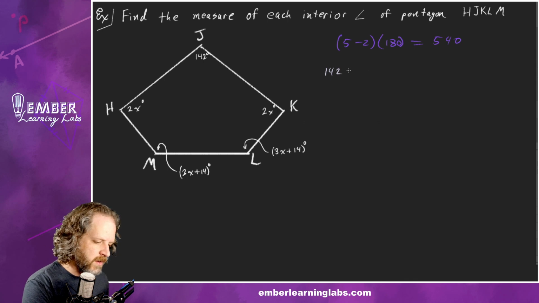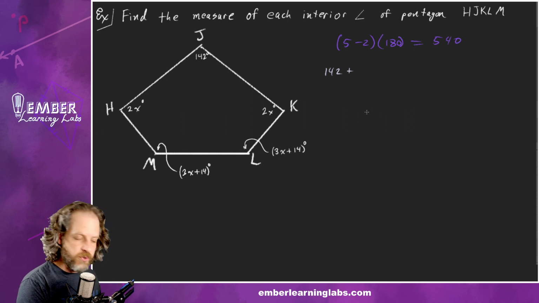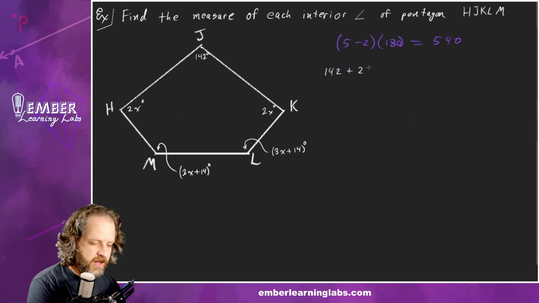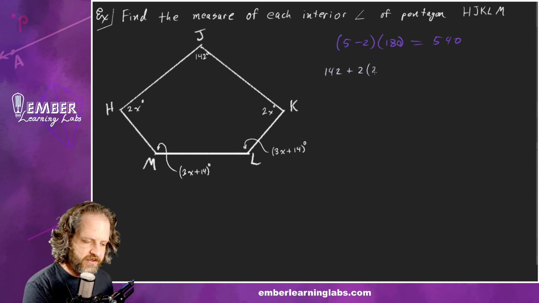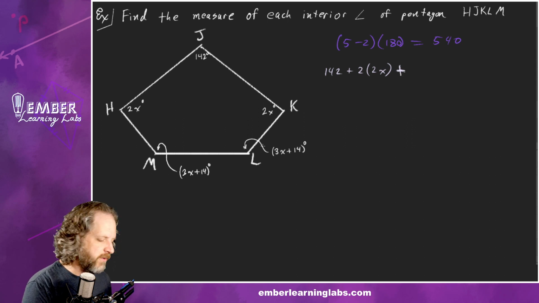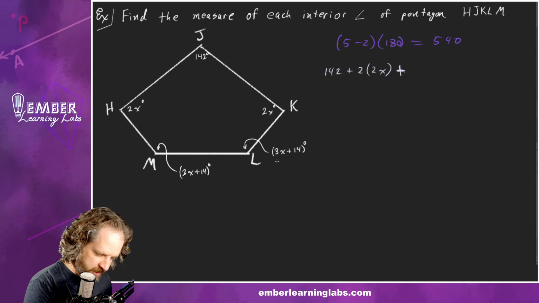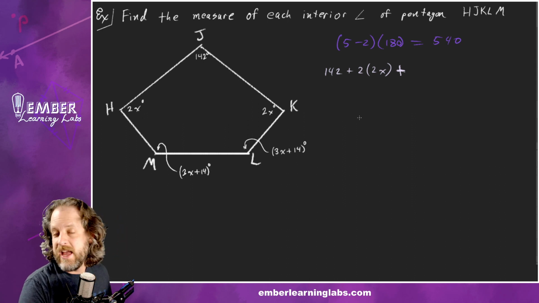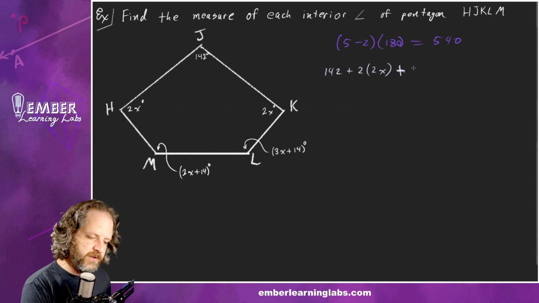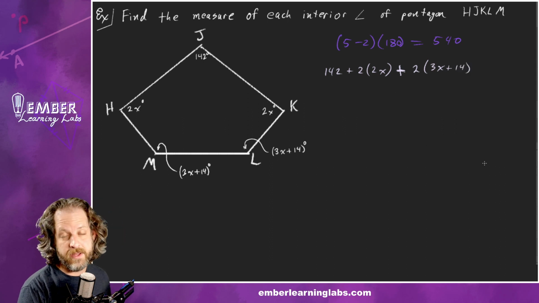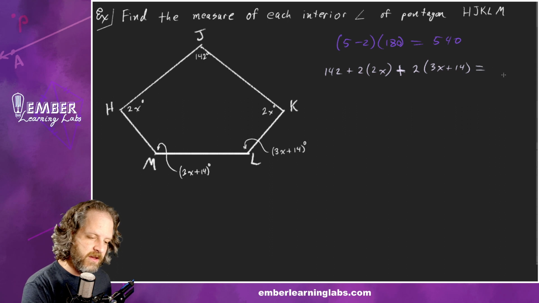142 plus... Now you notice these two repeat and these two repeat, so I'm going to write this in a shortcut way. Does that sound reasonable? Let's do it. 2 times 2x, because there's 2 x's, plus 2 times those. Sometimes you can do that. You could also just do this plus 2x plus 3x plus 14 plus 3x plus 14 plus 2x equals 540. You could write it all out if you wanted to, and that would be totally fine as well. This is going to require us to do a little distributive property. You can do it. I have faith in you. And that's going to equal 540.